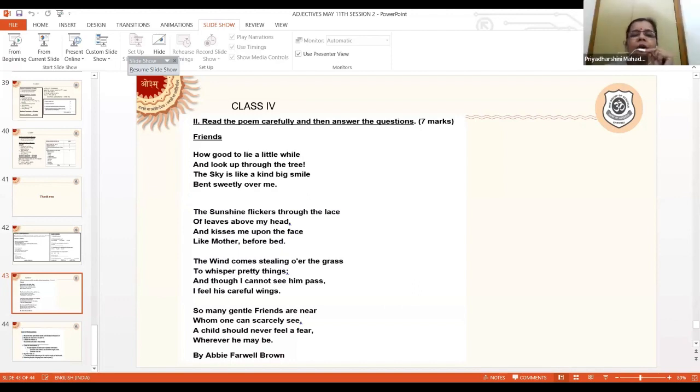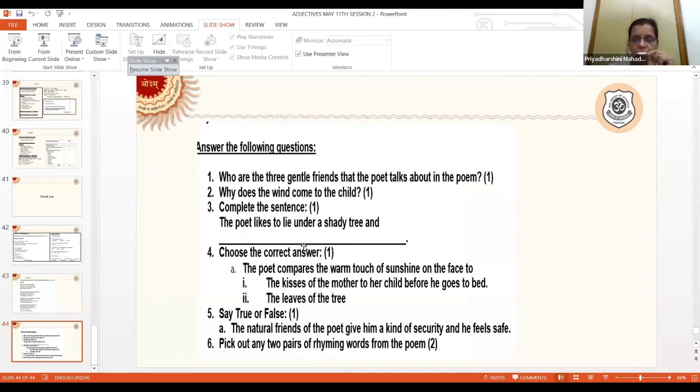Thank you so much. So how many stanzas do we have for class 4 level here? We have four stanzas. You can use the same poem for class 5 also, because the words are a little bit challenging. So according to the level, you have to choose the poem also. So now we will look at the question part. What is the first question here?